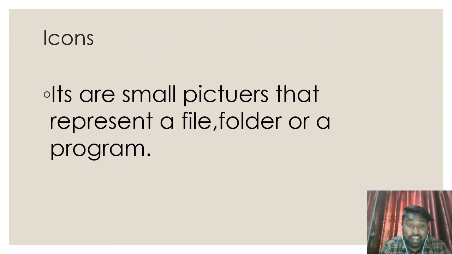The next one is icons. The icons are nothing but labels of some programs. So let's see what an icon is. They are small pictures that represent a file, folder or a program. For example, my computer. For the my computer program, the label of the icon is a small computer picture. Like that, depending upon the file or the folder or the program, the icons will be named like this. Let's see each and every icon like this.